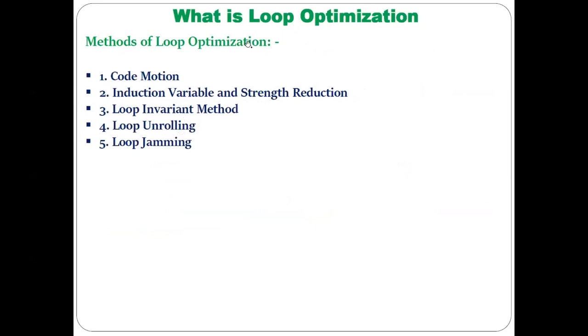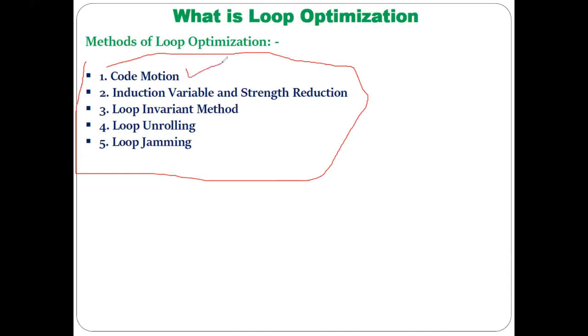Now next, we have to discuss the different techniques through which loop optimization can be achieved. These are five important techniques using which loop optimization can be achieved, and the efficiency of the compiler and of the program, in the form of time and space, can be improved. So what are the techniques?